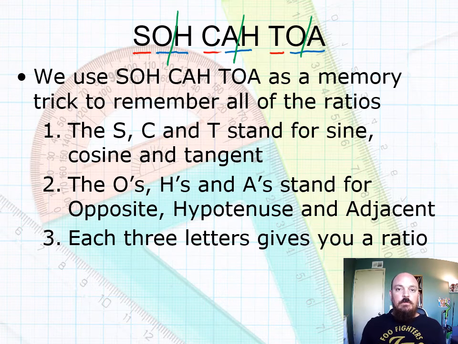And then you look at the middle group. The C stands for cosine. Well, that would be adjacent over hypotenuse. That's A and H. And then the last one, T, stands for tangent. So tangent would end up equaling opposite over adjacent. And let's go ahead and just put that into the notes here.